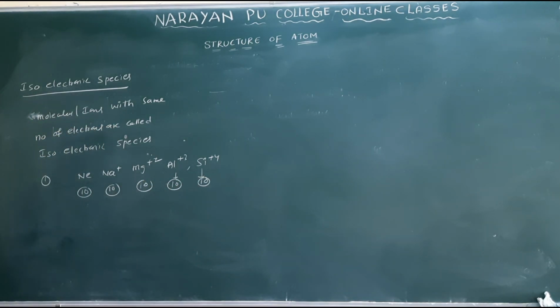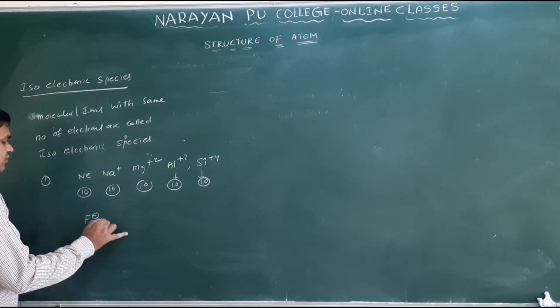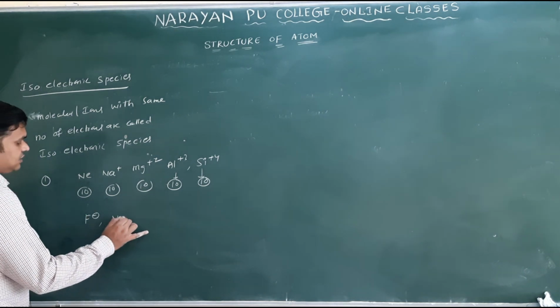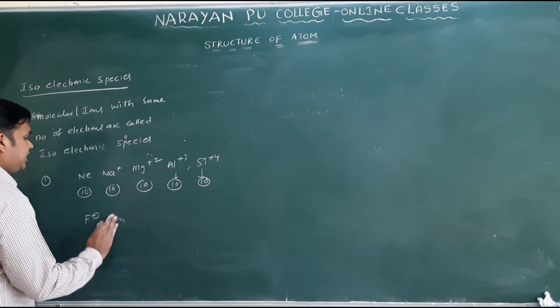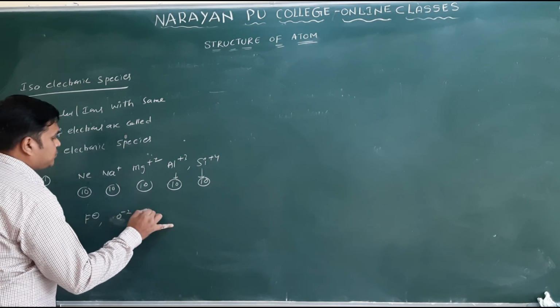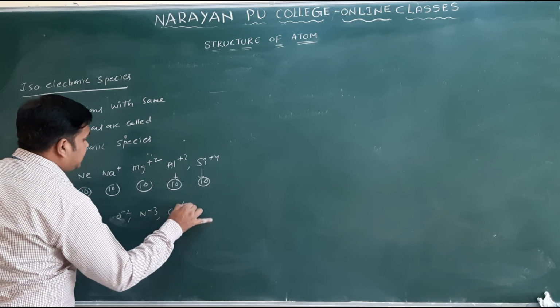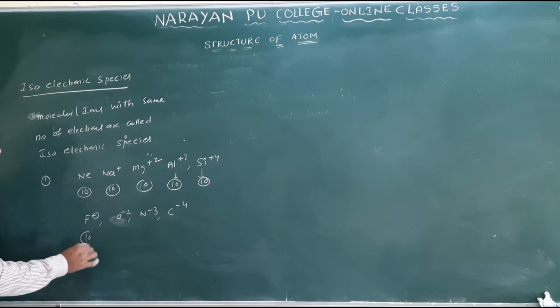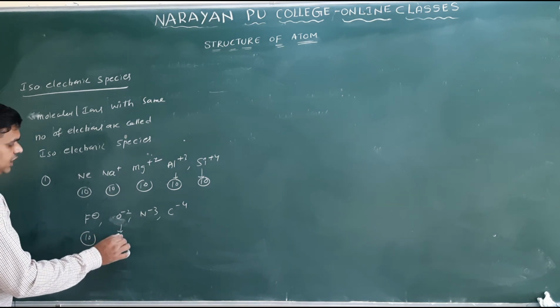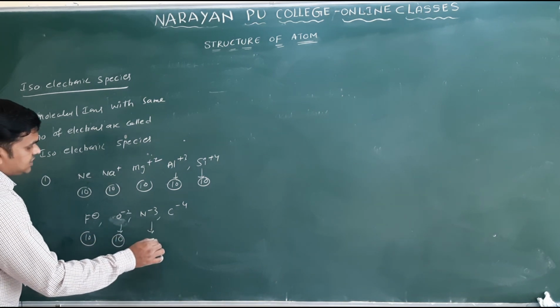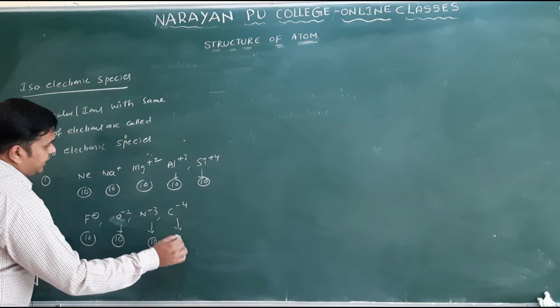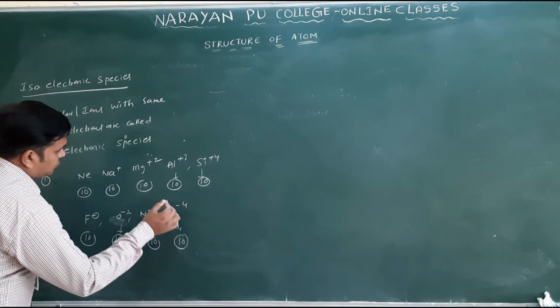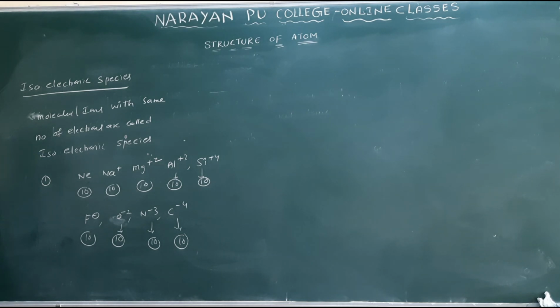If we take F minus, O minus 2, N minus 3, C minus 4 only. Fluorine has 9 electrons. Negative means you add 1 electron. How many electrons do we have? 10. Here 8 plus 2, 10. Here 7 plus 3, 10. Here 6 plus 4, 10 we have. So these are examples of isoelectronic species only.